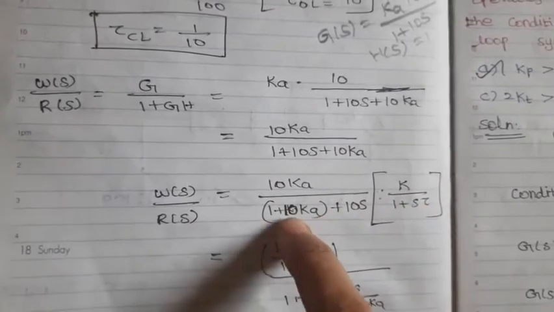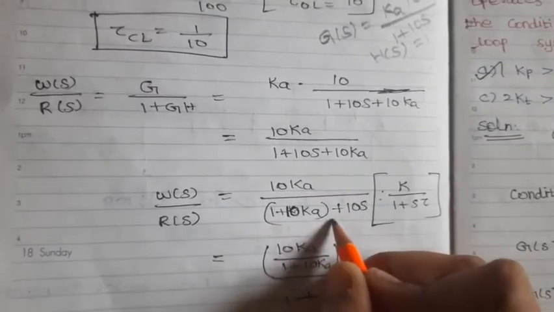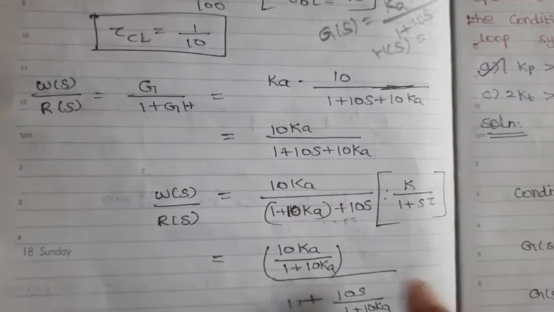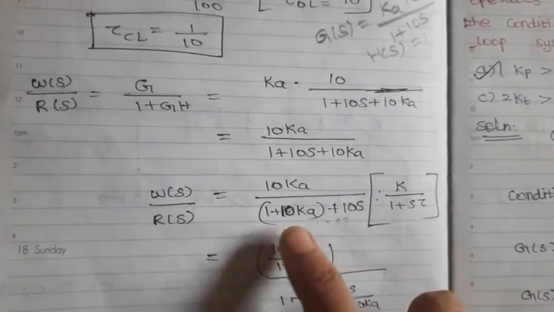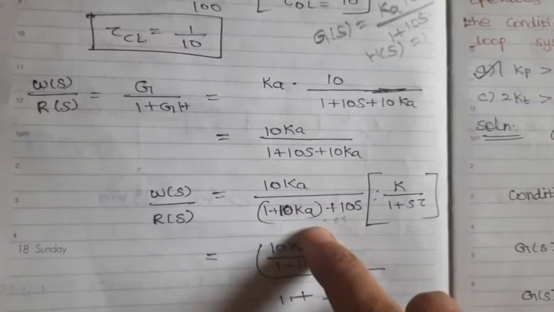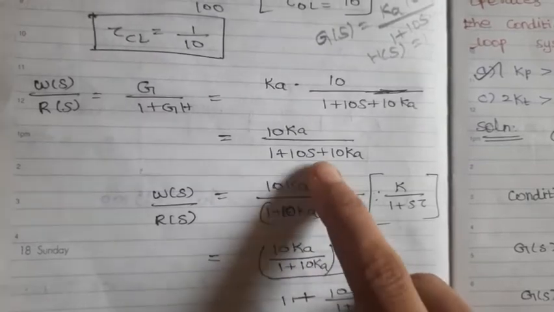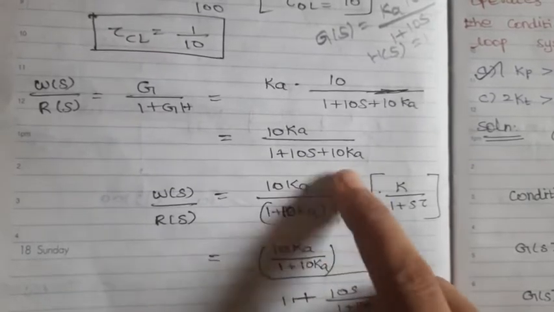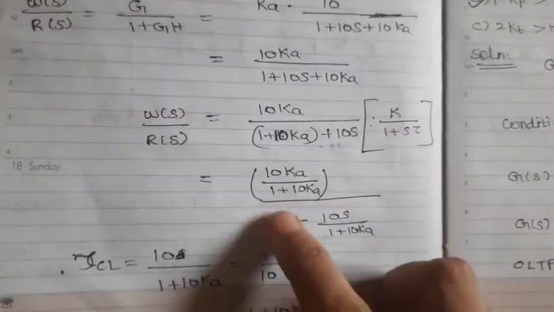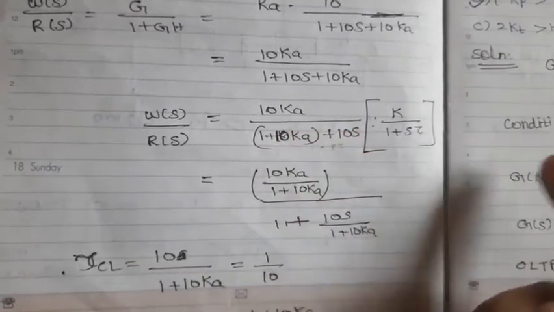Okay, this is 1 plus something. So now we need to be in the 1 plus s tau format. K may be anything. So to be 1 plus s tau, what can we do? Divide by 1 plus 10 ka in the numerator and denominator as well. Then only it will come as 1 here. So divide the numerator and denominator by this term. What will we get? 10 ka divided by 1 plus 10 ka. Here in the denominator we will get 1 plus 10s divided by 1 plus 10 ka.